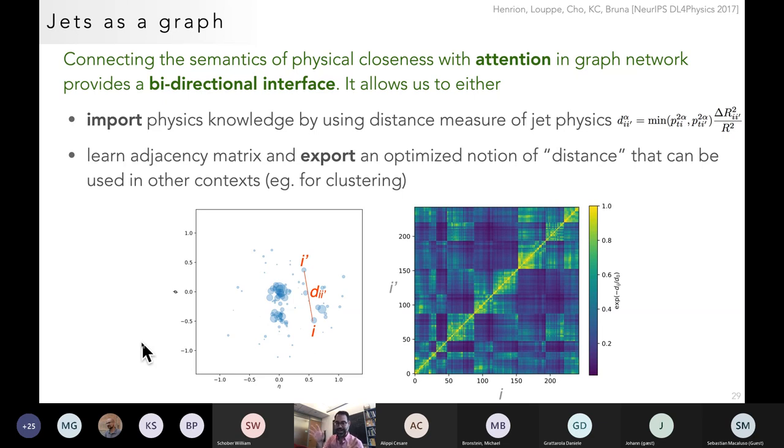But when I'm done solving that task, I can still interpret the adjacency matrix in the same way that I was using it before. For instance, I can export the adjacency matrix or this learned attention mechanism and use it to define a new clustering algorithm. And so that ability to pull out this component and use it in a totally different context in some algorithmic setting, to me is really interesting.